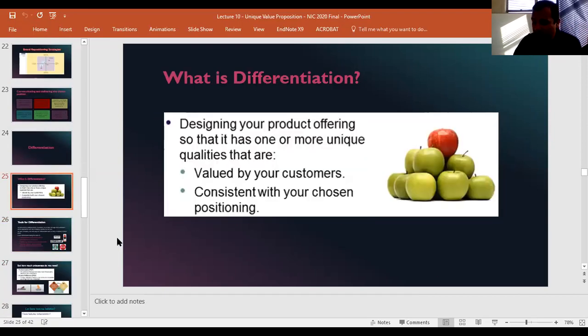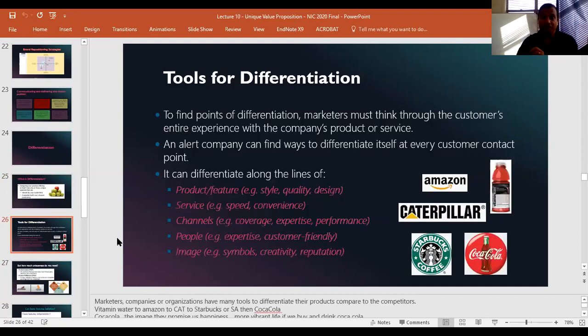So marketeers use different tools to differentiate themselves. I think differentiation is very, very important to understand. I have very, very good content for the differentiation, so let's go through this. As I said, marketeers or the company or the organization have many tools to differentiate their product or offerings compared to the competitors. To find the point of differentiation, marketers must think through the customer's entire experience with the company's product and services. What does it mean?